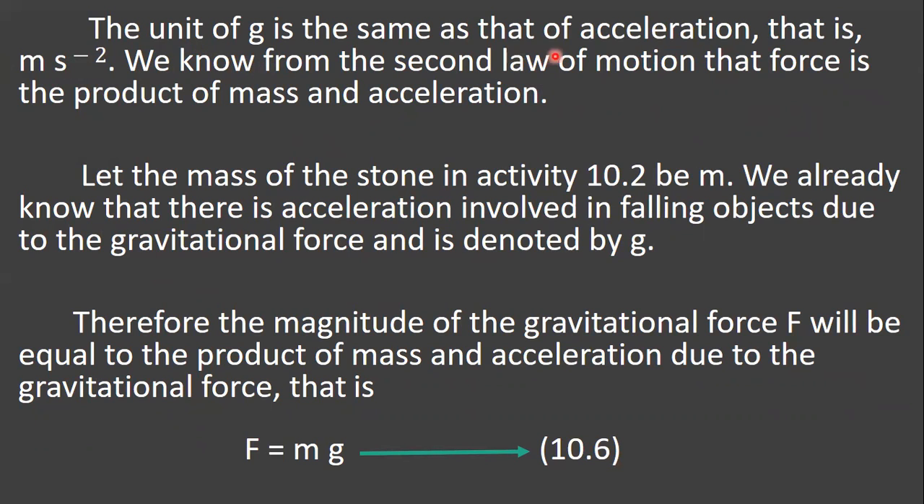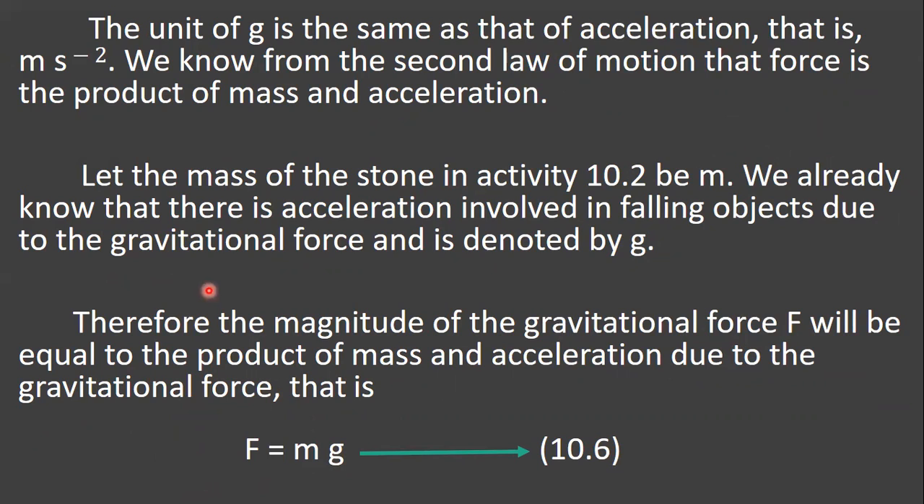And we know from the second law of motion, children, that force is the product of mass and acceleration. Now, let the mass of the stone in activity 10.2 that we previously studied be m, and we already know that there is an acceleration involved in falling objects due to the gravitational force, and it is denoted by g. Therefore, the magnitude of the gravitational force F will be equal to the product of the mass and acceleration due to the gravitational force, that is F equals m into g.